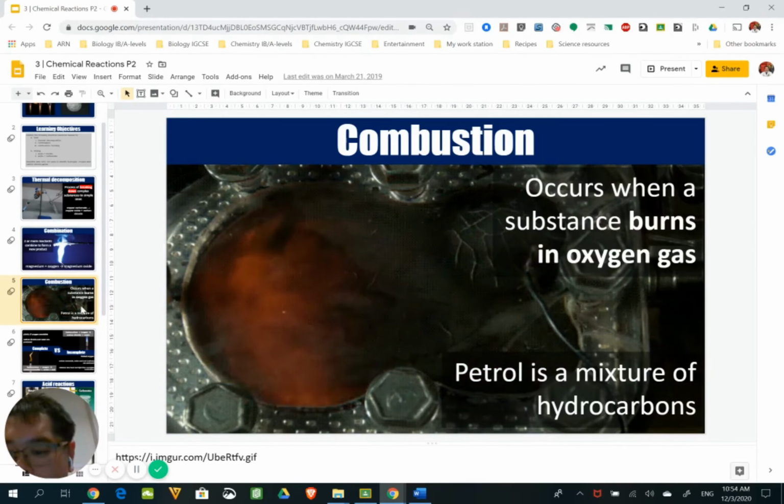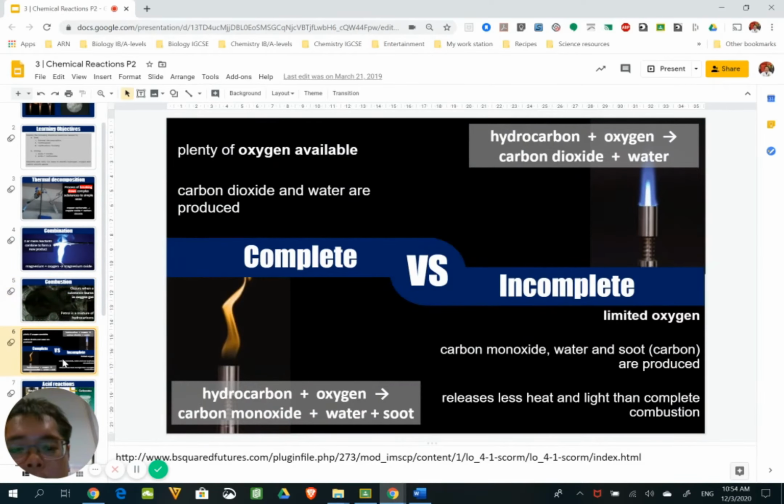Now there are 2 types of combustion: complete combustion and incomplete combustion. Just have a look at the 2 equations. What is the difference? If you can spot the difference, you can see that soot is produced when a combustion here is incomplete. I think this will be a little bit confusing for you. So the top part here is the complete combustion. The bottom part here is the incomplete combustion for you.